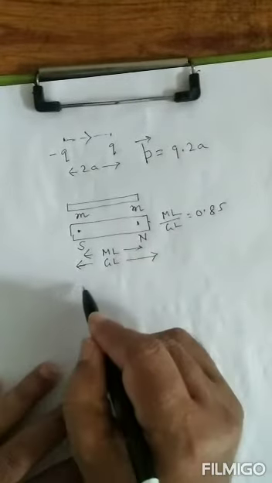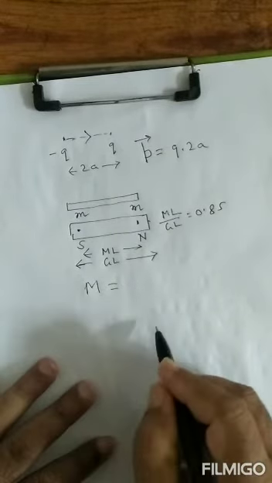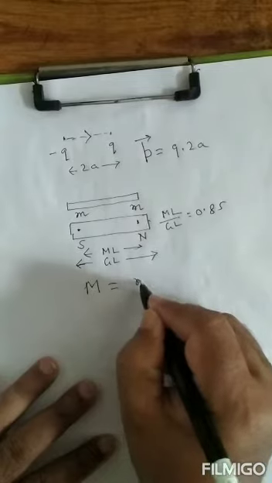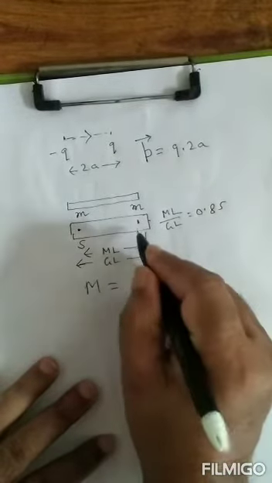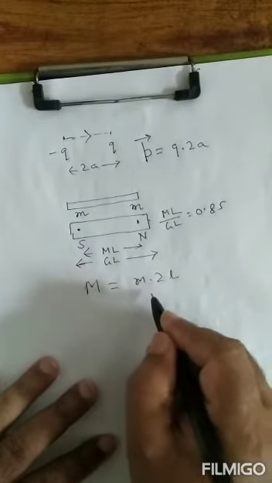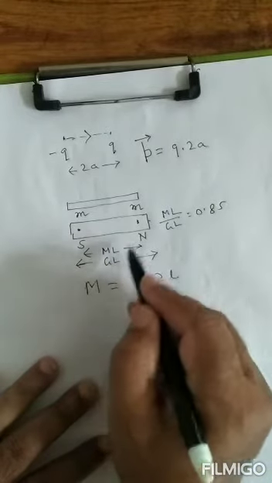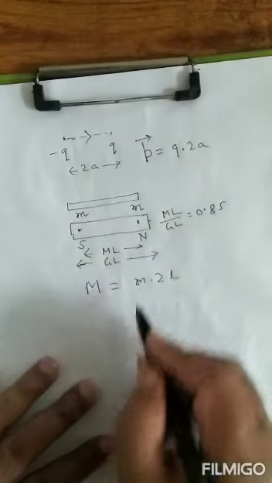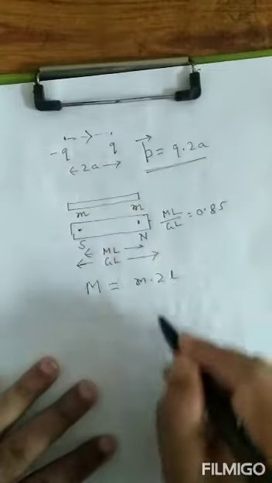So what is the magnetic dipole moment then? Magnetic dipole moment is denoted by capital M. It is m into 2l. What is m? It is the pole strength of either pole. And 2l is the separation between the two poles, which is actually the magnetic length. It is exactly similar to the electric dipole moment.